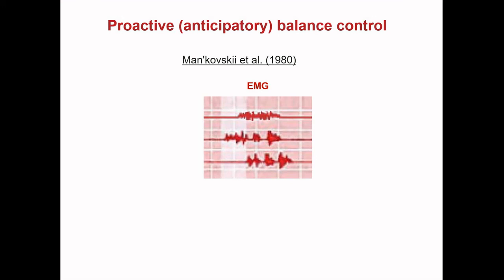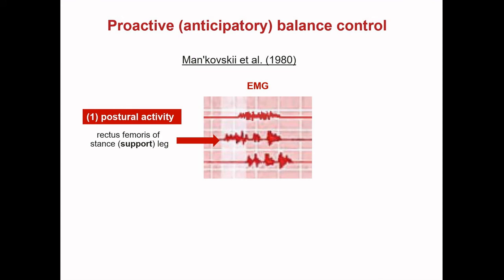Looking at this data, we can see that there is a particular order of recruitment of the different muscles. First, we see an increase in activity of the rectus femoris in the stance limb. The rectus femoris creates an anti-gravity extensor torque. In other words, this muscle helps to keep the knee extended and to stop the knee from collapsing under the weight of the body. The function of the early activity of the rectus femoris is postural. It is anticipating the need to load the full weight of the body on the left leg so that the right leg can be unloaded and moved.